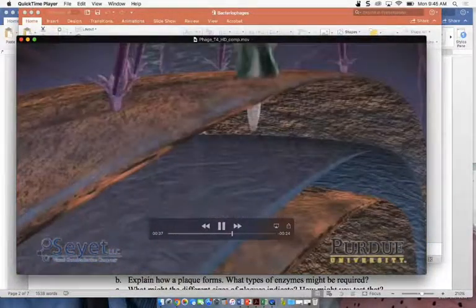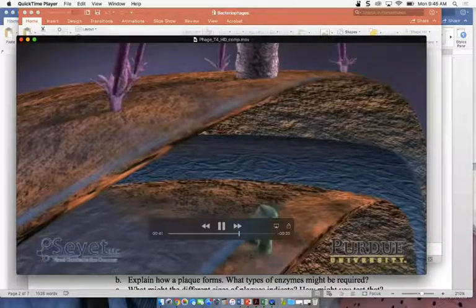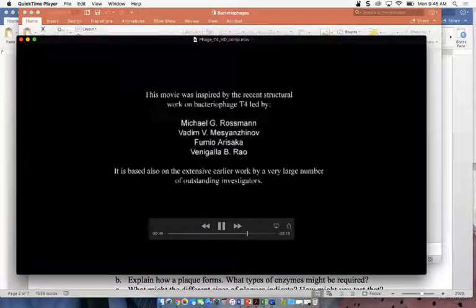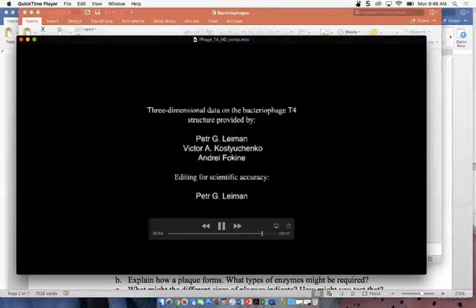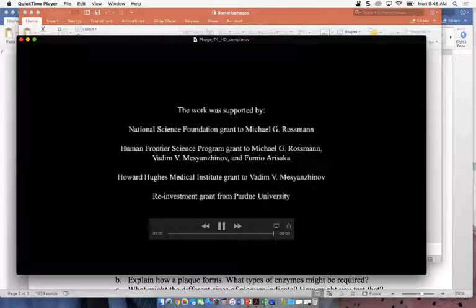Go ahead, Jonah. Does attachment cause some sort of conformational change of the spikes? It does. Yeah, and you have to remember that all of this is happening without ATP. The viral particle itself has no energy whatsoever. So all of these events, the binding triggers some sort of conformational change, as it shows in this video, for that base plate to release.